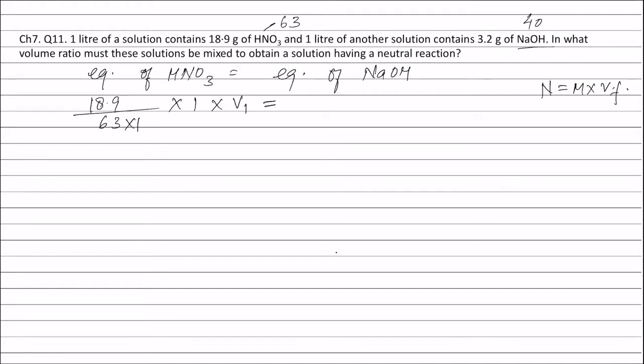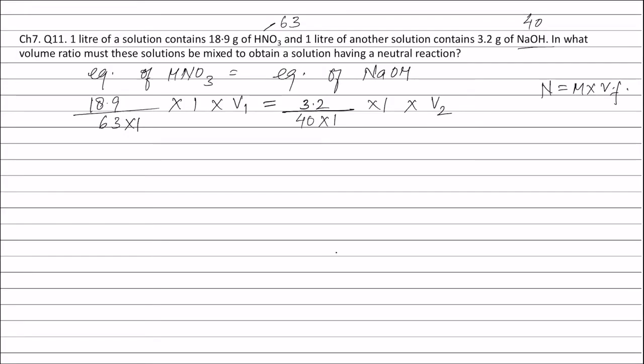Equivalents of NaOH will be 3.2 divided by 40 into 1 into V2. 3.2 is the weight of NaOH, 40 is the molecular weight of NaOH, 1 is the volume of the solution of NaOH. Therefore, 3.2 divided by 40 gives the moles of NaOH, and dividing it by 1 gives the molarity of NaOH. Valency factor of NaOH is 1 and volume of NaOH is V2. Therefore, molarity into valency factor of NaOH into V2 gives the equivalents of NaOH.